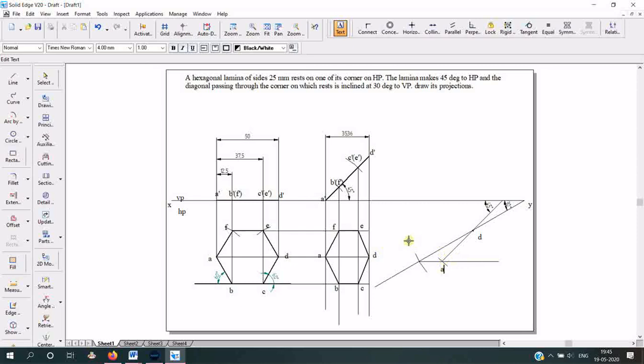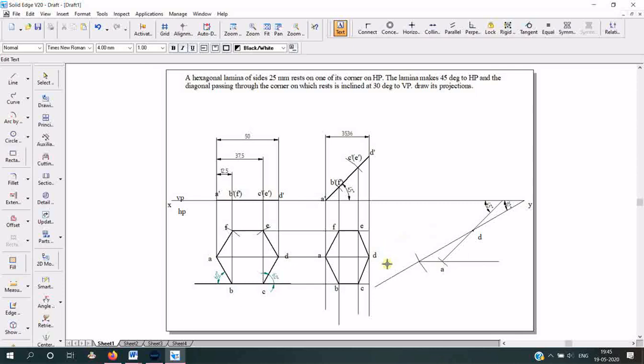By the help of compass, measure A to F and cut an arc here. I'm explaining the manual construction. Measure A to F with the compass and place it in the second position, then cut an arc.